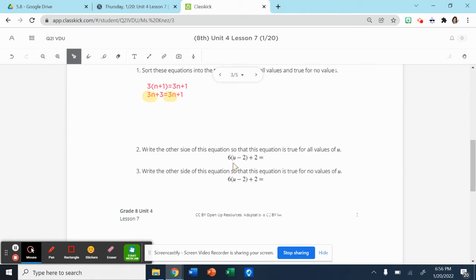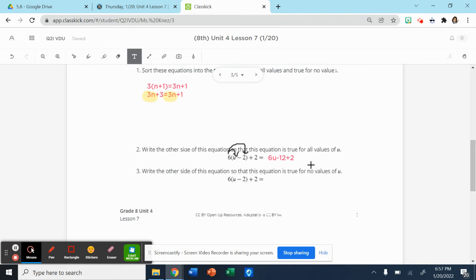Well, I know that in order for the equation to be true, no matter what u is, I need the left side to look like the right side. So I'll need to be multiplying 6 times u minus 12. I distributed the 6 plus 2. And that's one way that I could guarantee that my left side is equal to my right side. Because all I did on the right side that's different from the left is distribute the 6.